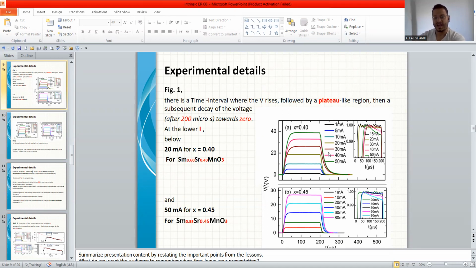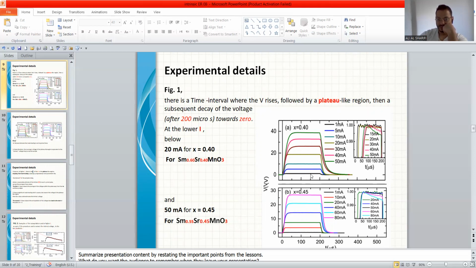At the same time, the diagram will have the x-axis as time in microseconds, not milliseconds, and the y-axis will be the voltage in volts. At first, at 1 milliampere, we will start from zero. Zero, or approximately zero, will be the start point for all of these different amounts of current applied.